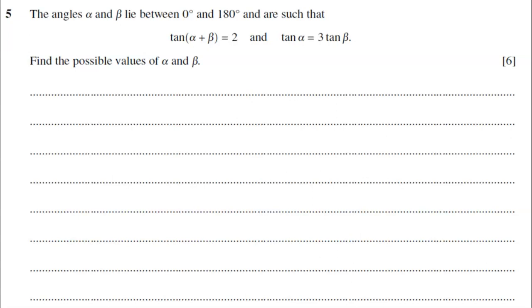It's question 5. So if we look at the question, it says the angles alpha and beta lie between 0 and 180 degrees, and are such that tan of alpha plus beta is 2, and tan of alpha is 3 tan beta. Find the possible values of alpha and beta.